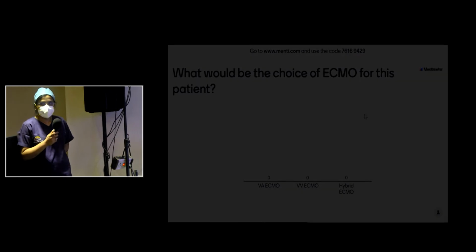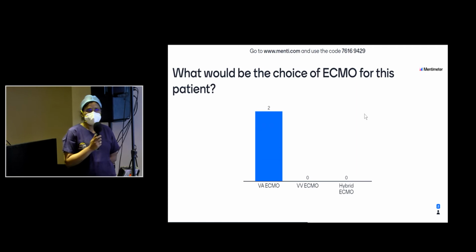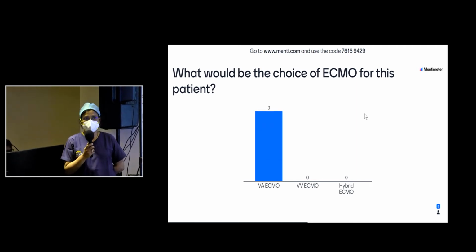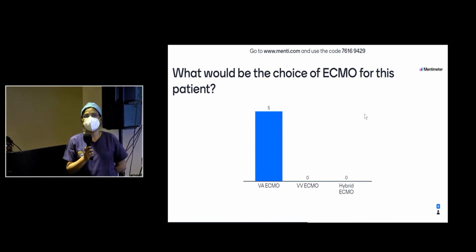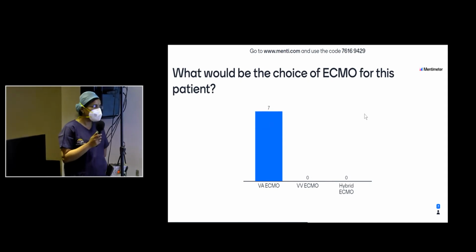So anyway, this is straightforward. This is a scenario where there is cardiac involvement, there is hypotension, diagnosed myocarditis. So we have only a choice of VA ECMO in this patient. So we will be going ahead with a VA ECMO.